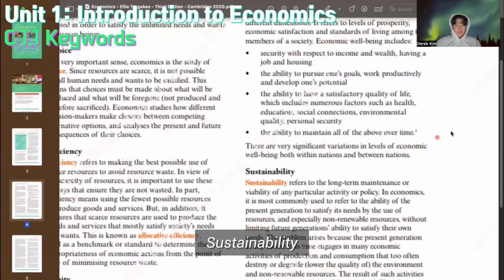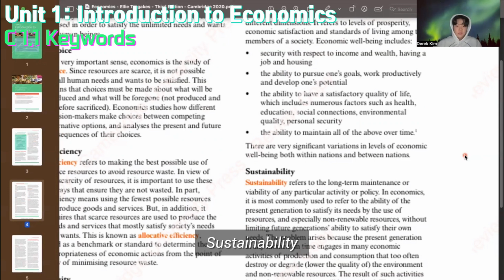Next key concept, sustainability. Sustainability refers to the long-term maintenance or viability of any particular activity or policy. In economics, it is most commonly used to refer to the ability of the present generation to satisfy its needs by the use of resources, and especially non-renewable resources, without limiting future generations' ability to satisfy their own needs.